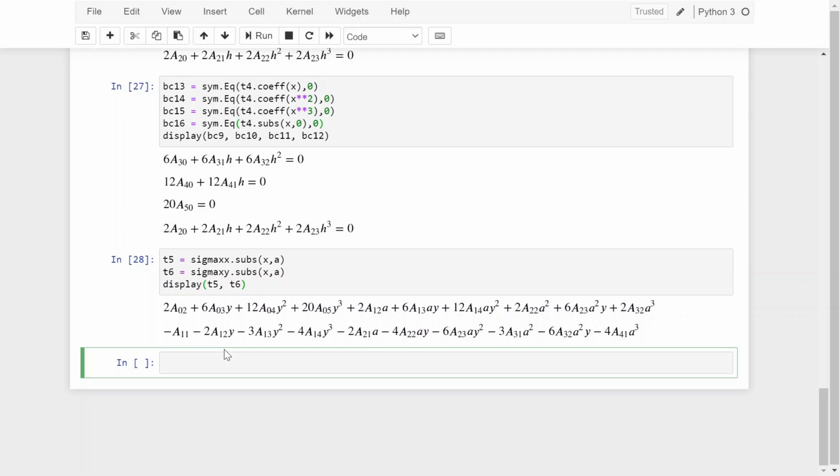In both of these we have the coefficients of y square and y cube in addition to the constant terms. So just like before, when we set this T5 equal to 0, we have to set separately the coefficients of y square, y cube, as well as the constant terms by setting y equal to 0. Alright, so that's what we'll do sequentially.